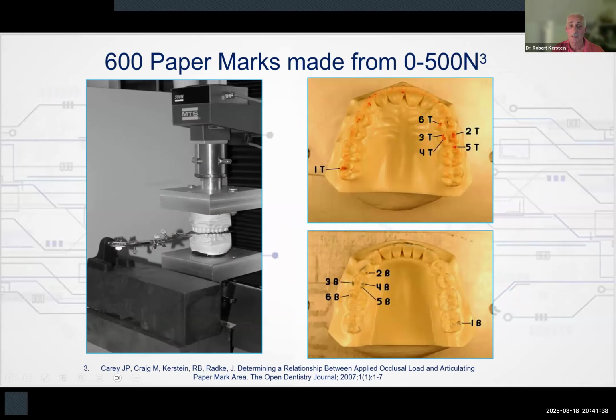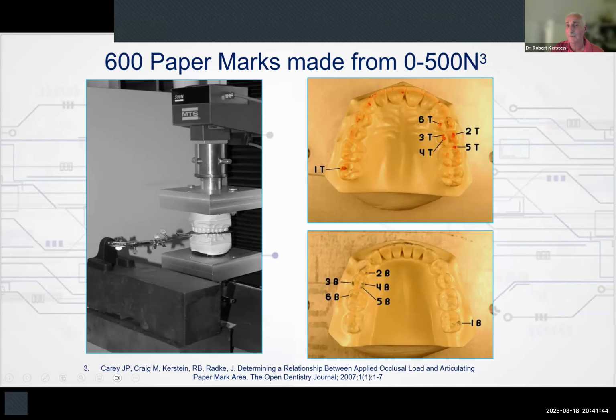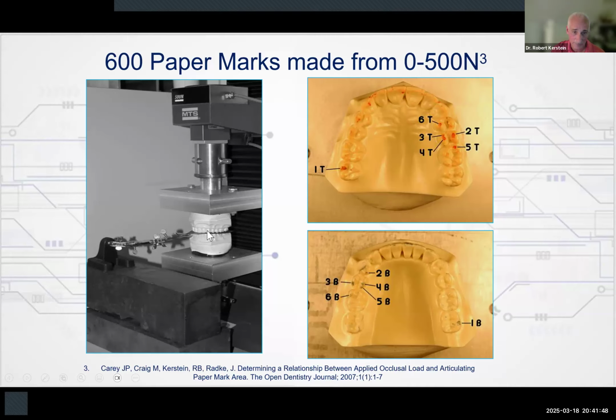So let me show you this study. And this is the most comprehensive study to date. 600 paper marks were made from 0 to 500 newtons, every 50 newtons. And what they would do is they would mark the teeth at, let's say, 50 newtons, photograph the casts at a consistent distance, wipe off the ink, raise the load to 100 newtons, mark the teeth 5 times, 4 times, photograph the casts, wipe off the marks. They did this from 0 to 500 newtons.